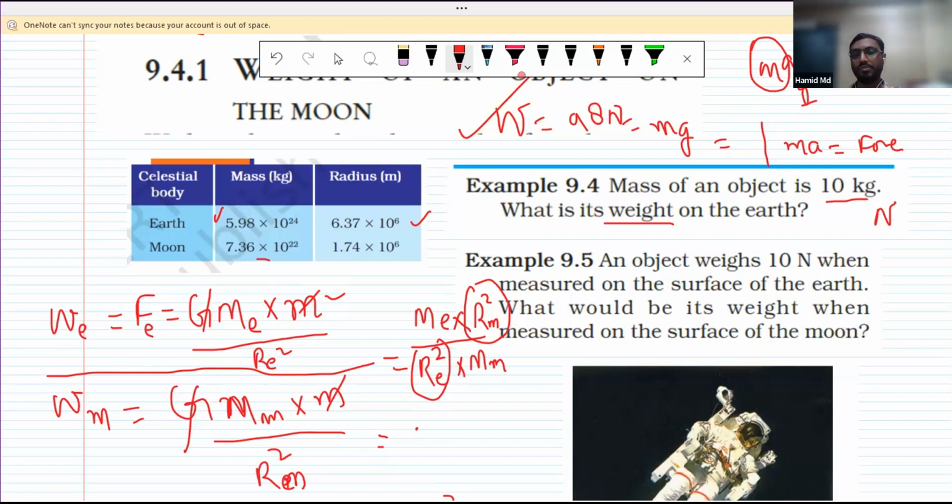So ask the question to yourself and you will get the answer, because we did everything in detail, right? Yes, I just wanted to make sure, that's all. Okay, good. So the next question: an object weighs 10 Newton when measured on the surface of the moon.